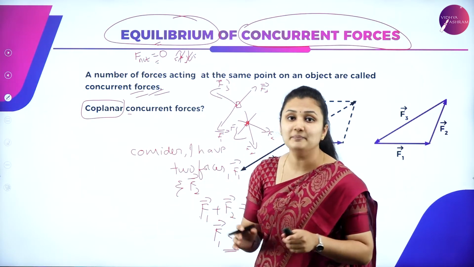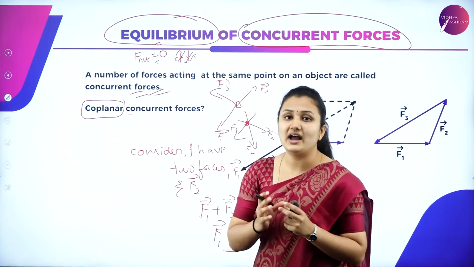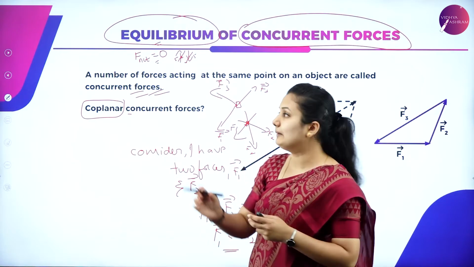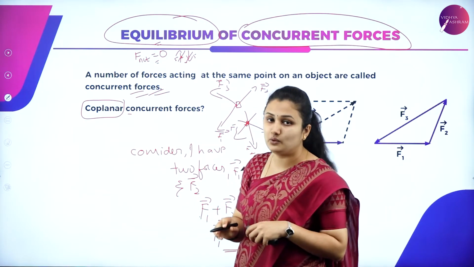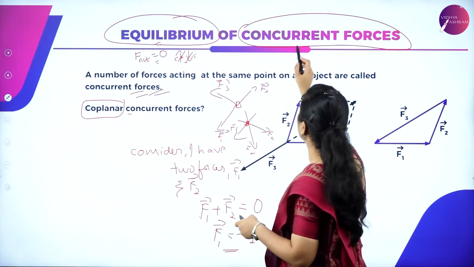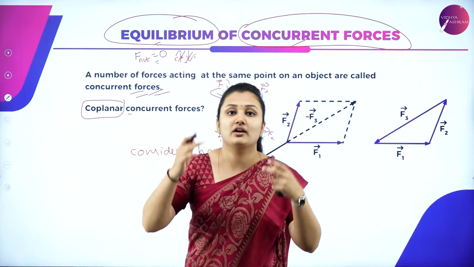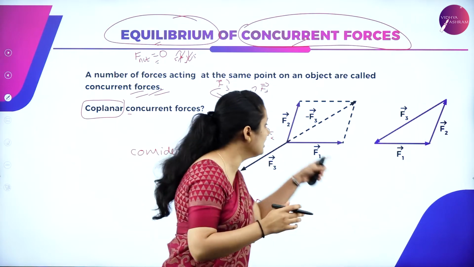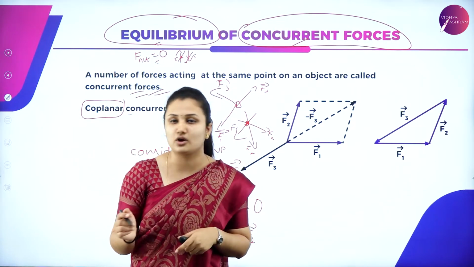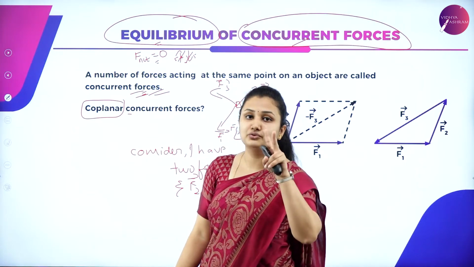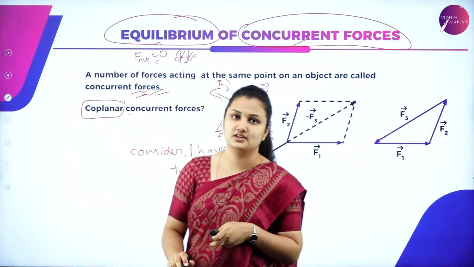What is equilibrium? The net force acting on the system is equal to 0. What is the requirement for equilibrium of particles? Net force should be equal to 0. Here we are talking about concurrent forces. What are concurrent forces? One, two, three or n number of forces acting at the same point of the particle or system are called concurrent forces. If the forces are acting in the same plane, then we call them coplanar concurrent forces.